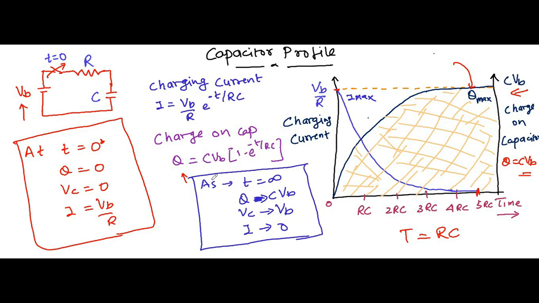Okay, so I hope you understood how the capacitor charges, how it stores the energy, what the initial current is at time t equals 0, what the current is at time t equals infinity, and how the charge builds up on the capacitor.